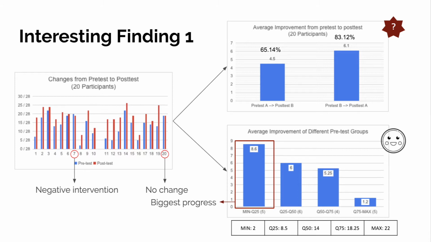For the graph at the bottom, it shows the average improvement of different pre-test groups. So here you can see students in the lowest pre-test groups made the biggest progress after our course. I think it means that our course is friendly to beginners. And also the highest pre-test groups also made some progress. So different levels of students can learn something from our course.